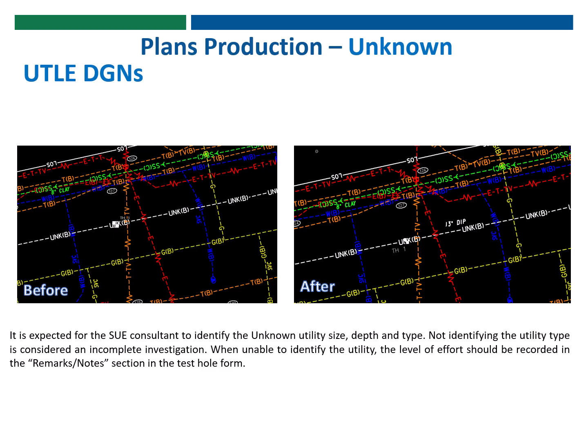In the before picture, you can see that there was a test hole requested on an unknown line. And in the after picture, the unknown line was updated with a 13-inch DIP label. However, it remained an unknown line, and this is considered an incomplete and incorrect investigation.